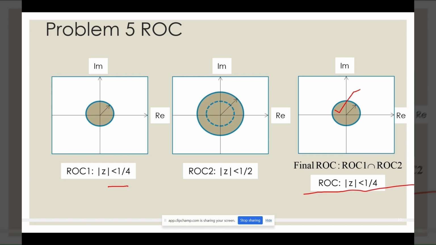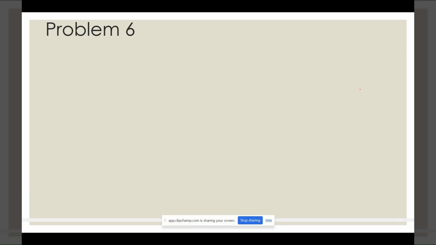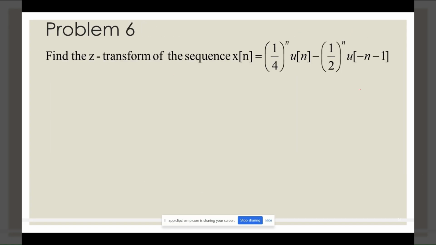So when we have two signals, we have to see the intersection of the ROC of both the signals and finalize the ROC. In this, the two signals are 1 by 2 the whole power n and 1 by 4 the whole power n. Coming on to the next problem.